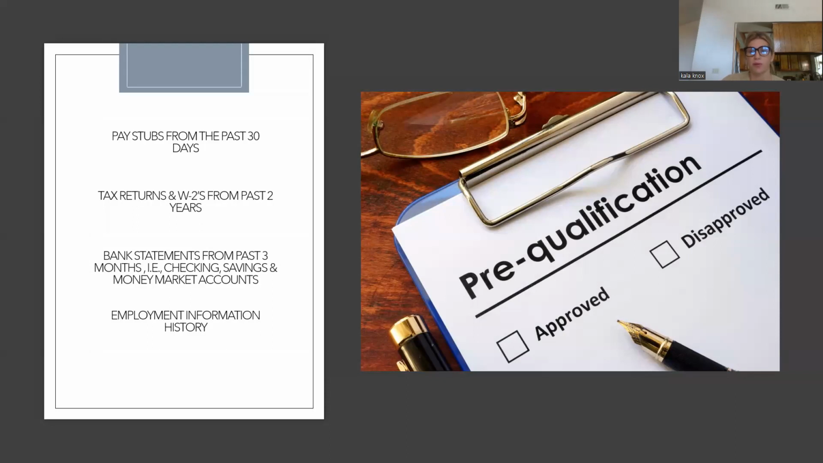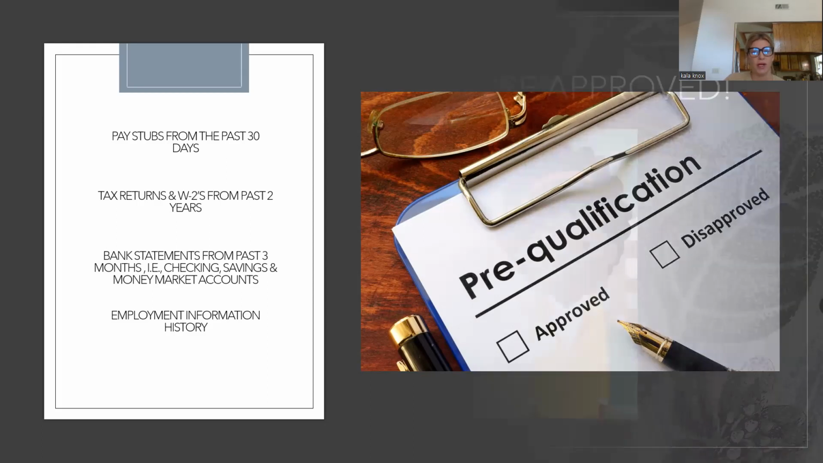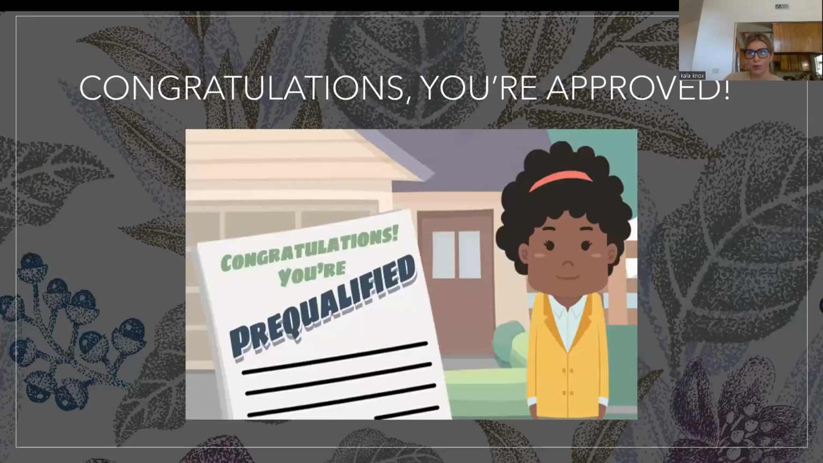The documents that you provide are what they're going to base your price range on, for what you can afford, using the pay stubs, your tax returns, W-2s from the past 2 years, bank statements from the past 3 months, your checking, savings, and any money market accounts, and of course your employment information. So this is the first step. This kind of gets the ball rolling on everything. It is exciting.